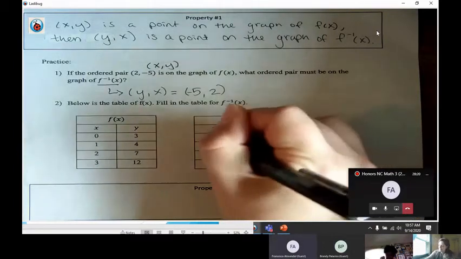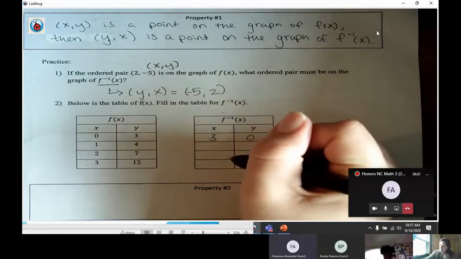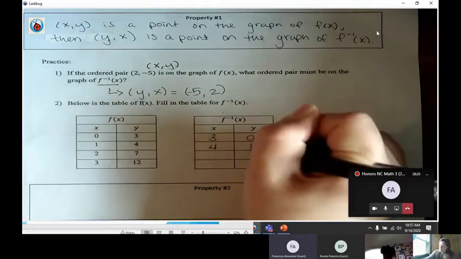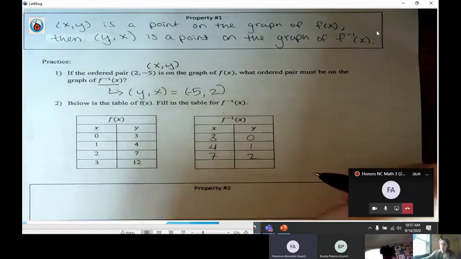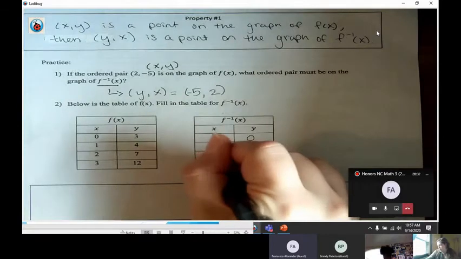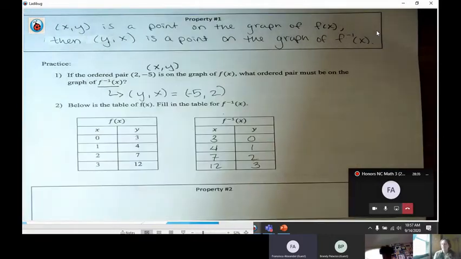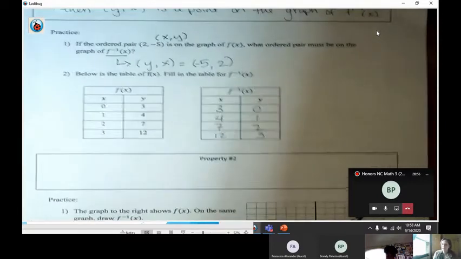3, 0, 4, 1, 7, 2, and 12, 3. Perfect. All right, so do you guys have any questions on this? Okay, so the property is basically just flipping points. All right, so if there are no questions on that, does anybody need to copy it down?